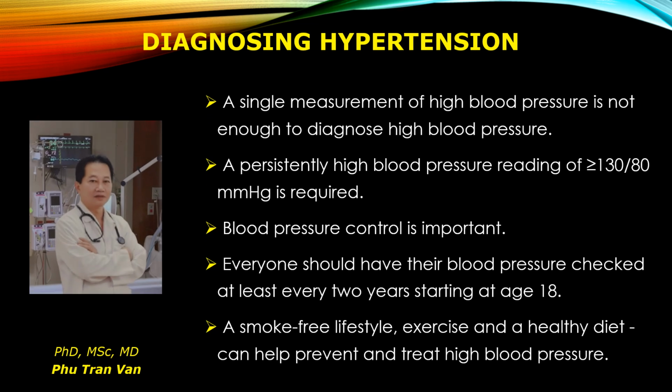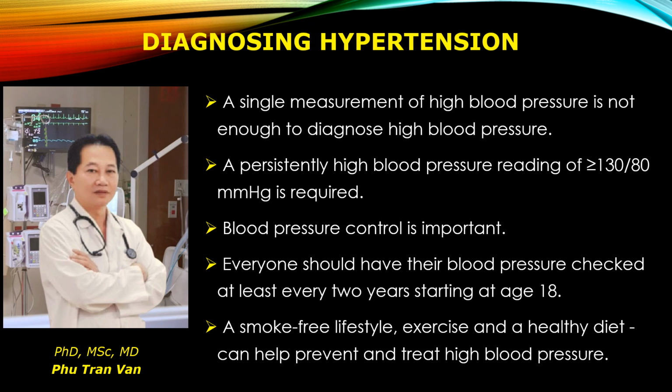There are a few important points to note. A single high blood pressure reading is not enough to diagnose hypertension. Hypertension is diagnosed based on the average of several blood pressure readings taken at separate times. This is because blood pressure can fluctuate naturally throughout the day due to many factors such as stress, exercise, and the types of food and drink consumed.